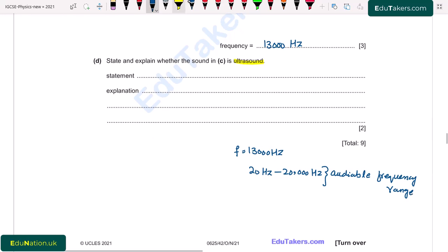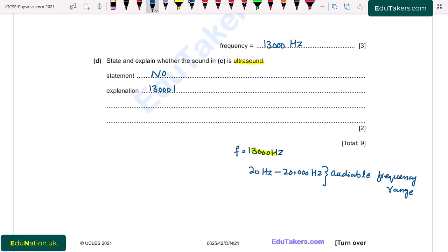So this frequency, that is 13,000 Hertz, also lies in this range. So the sound is not ultrasound, it is audible frequency. It is audible sound. So I write here in the statement, it is not ultrasound. So I write here no. And in the explanation, I write that 13 kHz is very less as compared to 20 kHz. Therefore, it's not ultrasound.